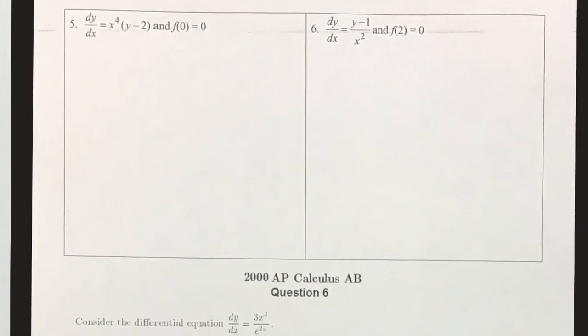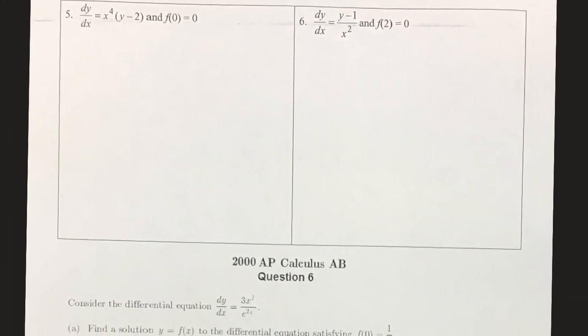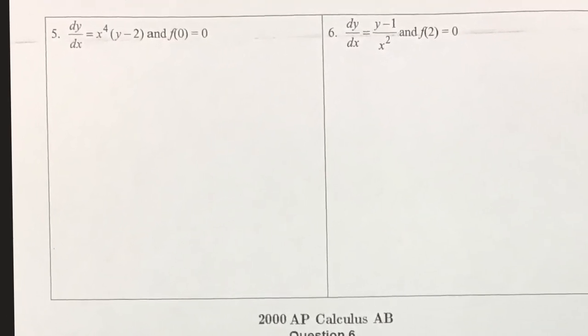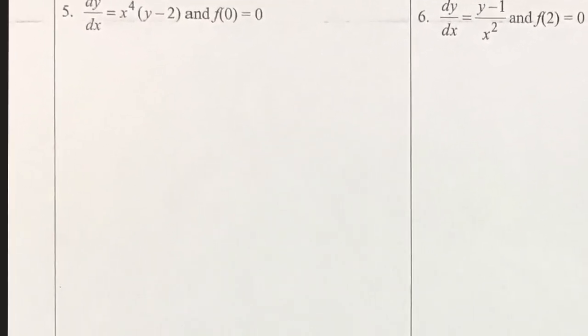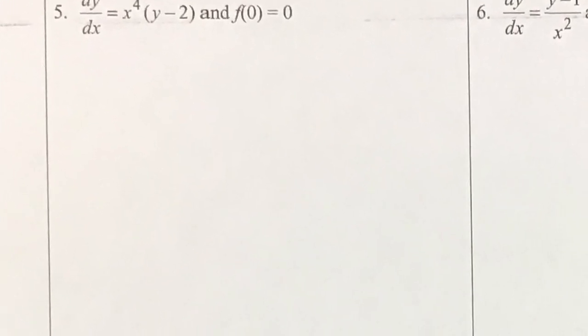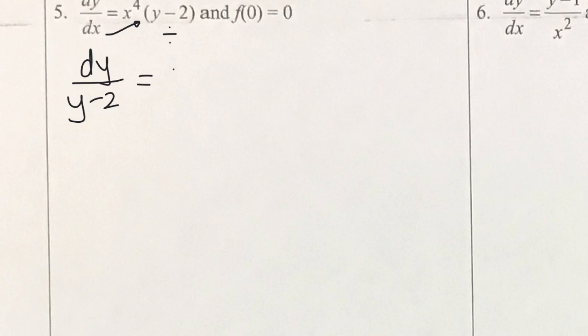Okay, so here are two more examples for us to have a look at, and see what type of an equation we get here on number 5. So when we separate number 5, the dx comes over here, but we're going to divide both sides by y minus 2. So on the left we get dy over y minus 2, and on the right we have x to the 4th dx.